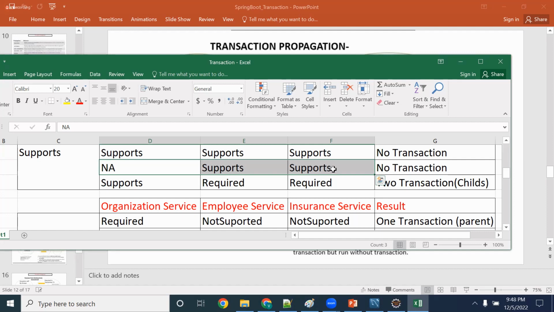The difference between required and supports is, in case of required, if the parent doesn't have a transaction and you write required in the child, it will create its own transaction block. But in supports, if the parent has supports and the child also has supports, it doesn't matter. The transaction will not be created and it will not be shared. Only if someone has a transaction object, it is going to be shared. Is that clear, everyone? The only scenario that creates it is required. Any questions so far?